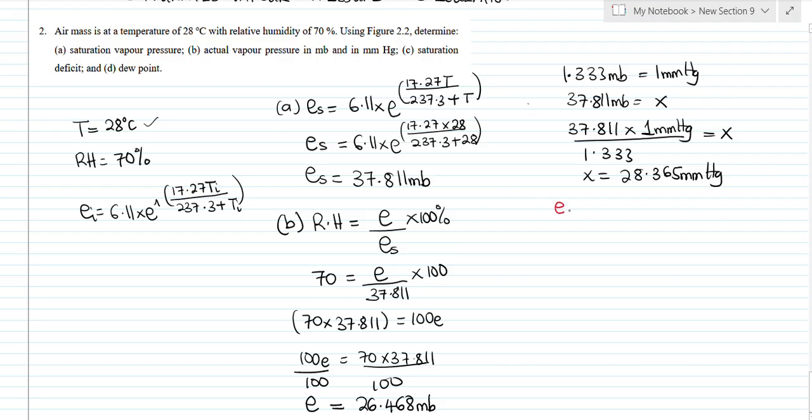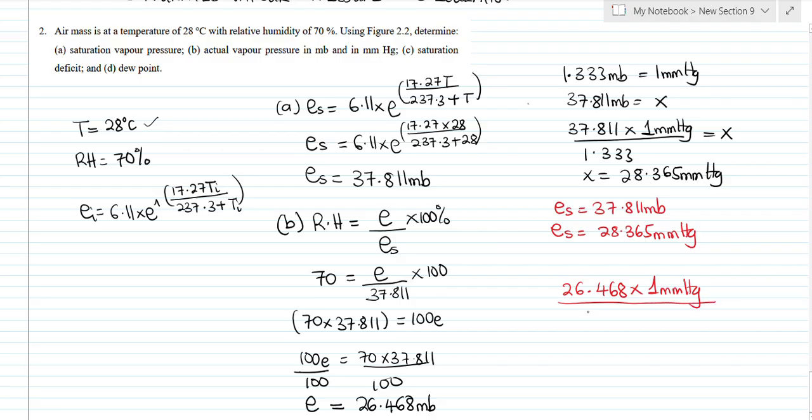So let me change the color. For saturated, we have 37.811 millibar, and in millimeters mercury it is 28.365 millimeters of mercury. Then we do the same for the actual, right? So for the actual, we have 26.468. So it will be times 1 millimeter mercury all over 1.333.